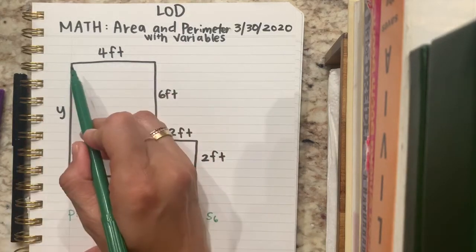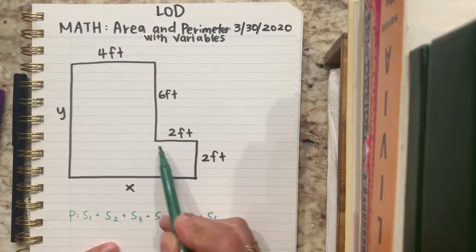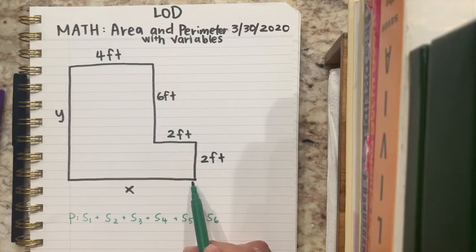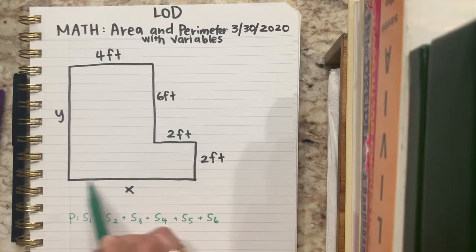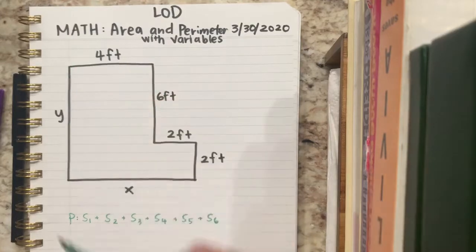All right, so we have 4 feet along this side, 6 feet here, 2 feet here, 2 feet here. This is our first unknown. This is our first variable, which is X. And then this is our second variable, which is Y.